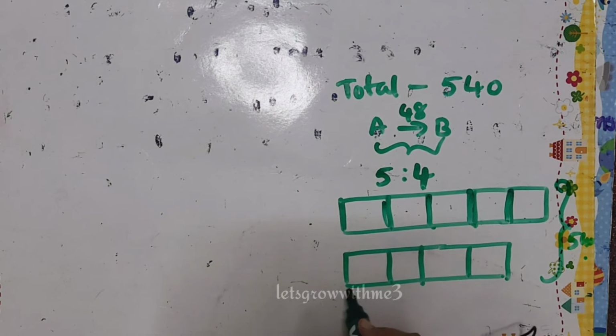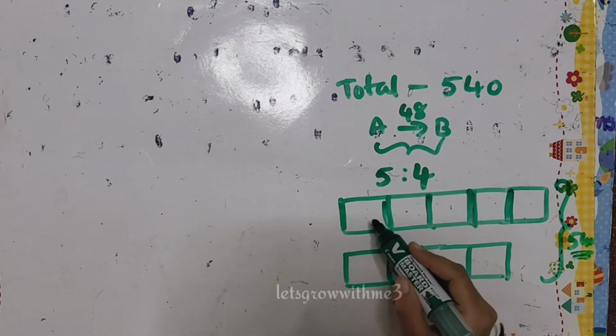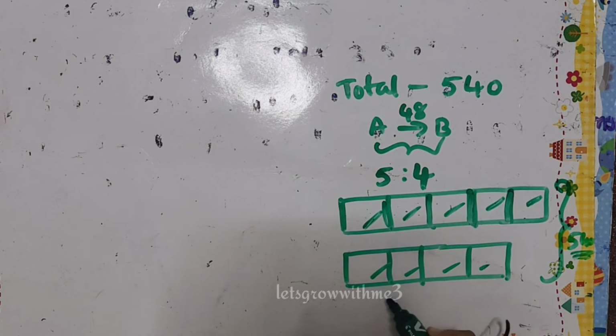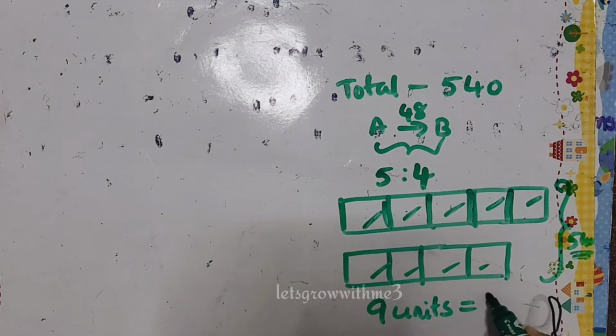Once we get the 1 unit value, you can find whatever value he is asking. So I am writing here 9 units, 5 plus 4, 9 units is equal to 540. Then 1 unit is equal to how much? 9 6s are 54, which is 60. 9 60s are 540. So each unit has how many plums? 60 plums.